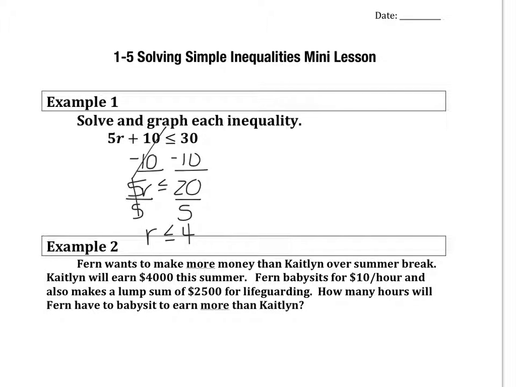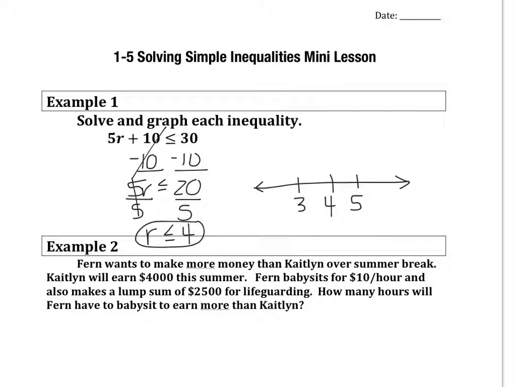Now, we could just leave the answer like that, except that doesn't represent all of the numbers that are less than or equal to 4. So we're going to graph. I like to put on my graph the number that is included in the answer, along with a number greater than it and a number less than it. You may graph multiple ways are acceptable.